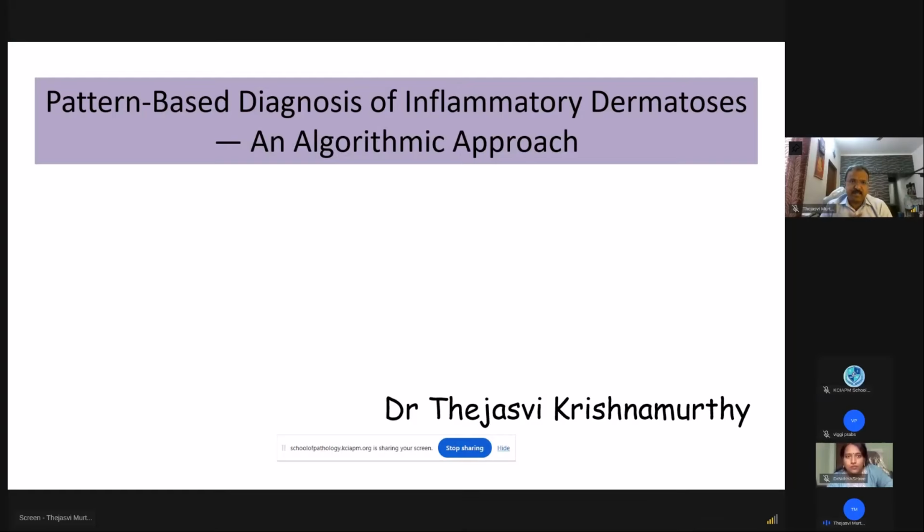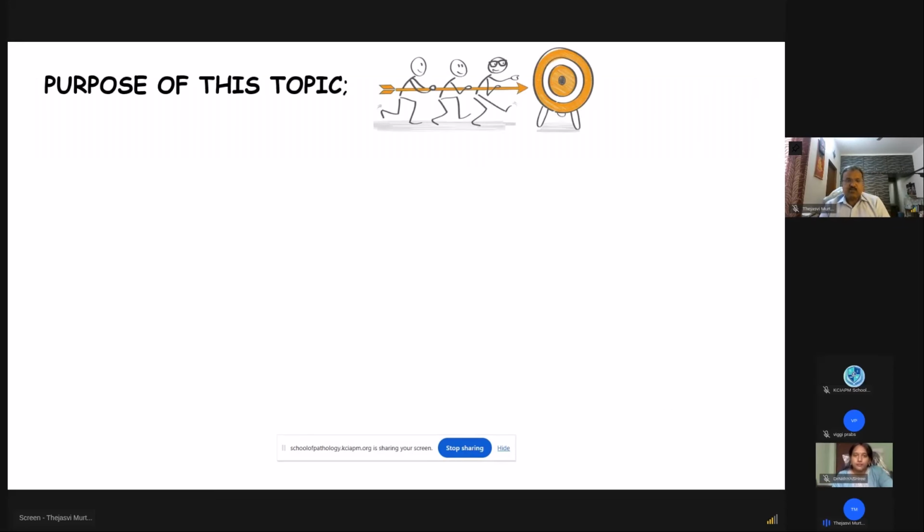Okay, thank you very much. So this is pattern-based diagnosis of inflammatory dermatosis. So this is an algorithmic approach. Just not to waste time, we'll go to the next slide.